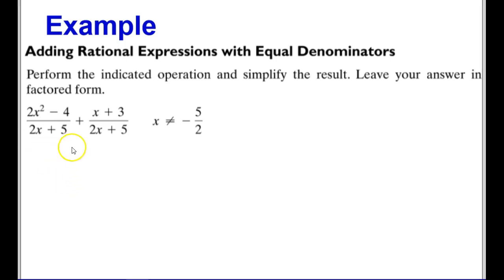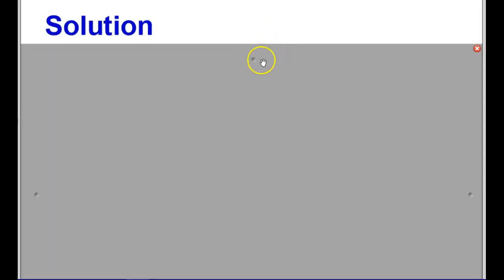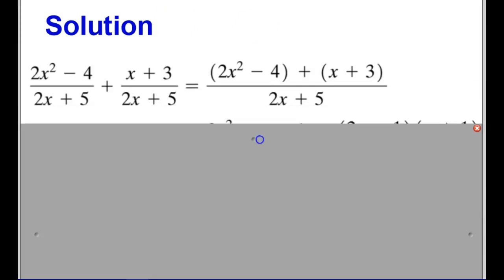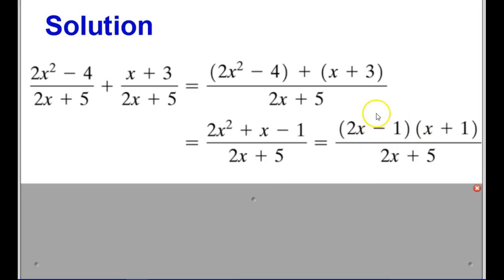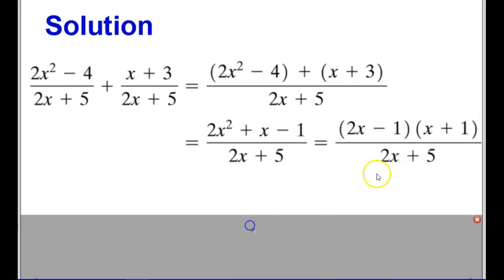So this one I see I have a common denominator. I've got 2x plus 5 and 2x plus 5. So now I know that I can just add my numerators together and simplify from there. So when I'm adding, I can just simplify. And then once these pieces have been added, I want to factor my numerator to see if there's anything I can cancel. And in this case, there's not, so this will be my final answer.